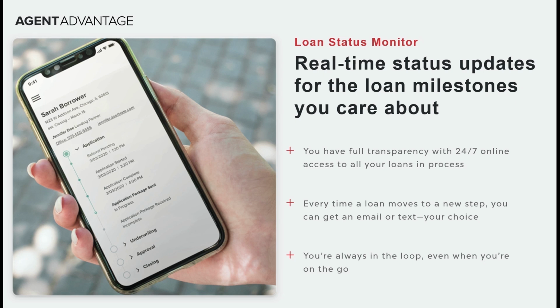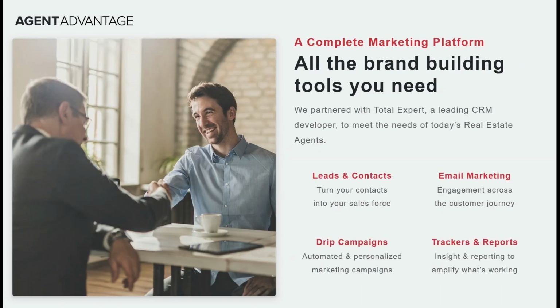Connecting with your preferred lending partner through Agent Advantage also provides you with a complete marketing platform powered by our friends over at Total Expert to help you promote your business and provide you with all the brand-building tools you've been looking for. A few highlights include being able to manage your database, send emails across the customer journey using pre-built templates, or of course, crafting your own, and even add a layer of automation through drip campaigns. Of course, Agent Advantage will also provide you with the feedback you need to know what marketing efforts are working.